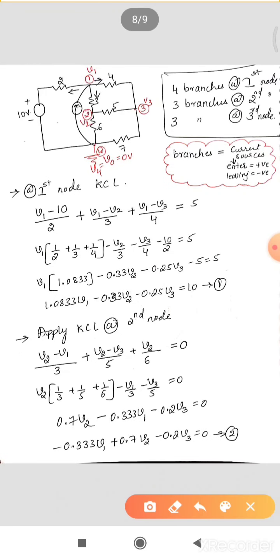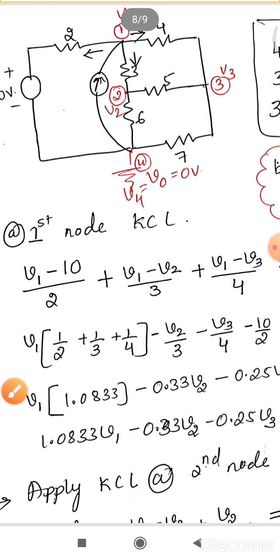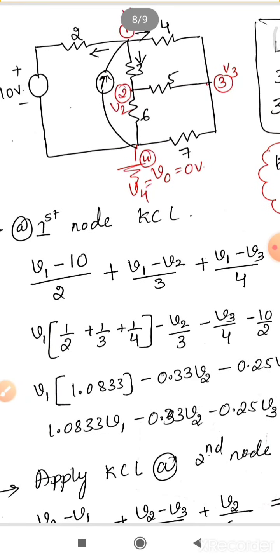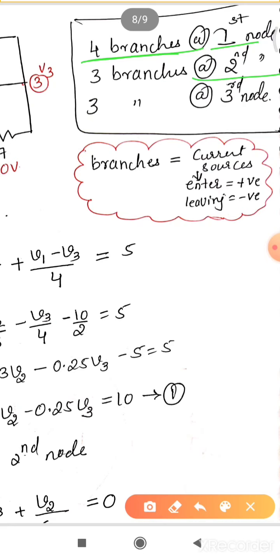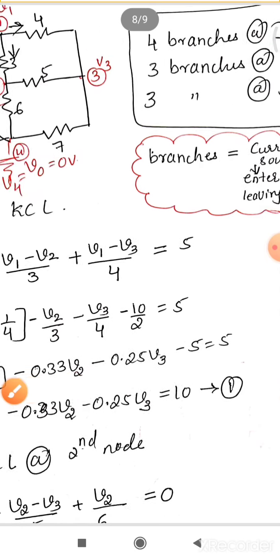So now we'll apply the same thing, KCL at the first node. Okay, these things you should remember, that at the first node there are 4 branches, so in that first equation you should have 4 branches. And at the second node, you should have 3 branches, 3 factors. Third node, you should have 3 branches, means 3 factors. Okay, this you should be knowing.